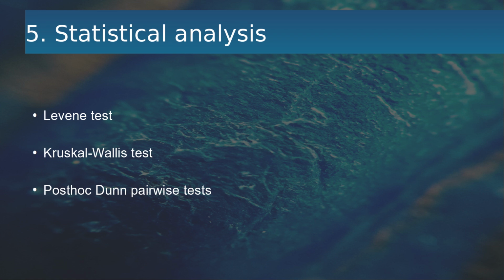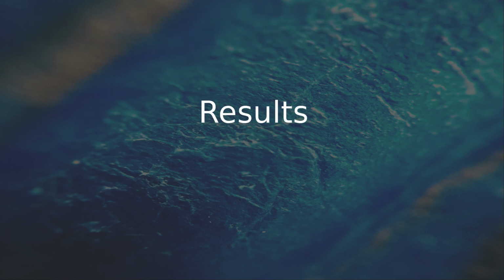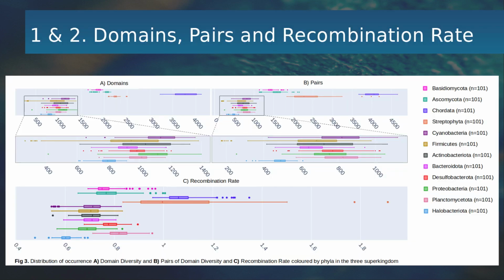To analyze the data and identify significant differences, we performed various statistical tests that allow us to compare different groups and detect patterns and variation in the data. So now let's move on to the results. We conducted a quantitative analysis to assess domain diversity, domain combination, and the recombination rates across different phyla. Here are the key findings.